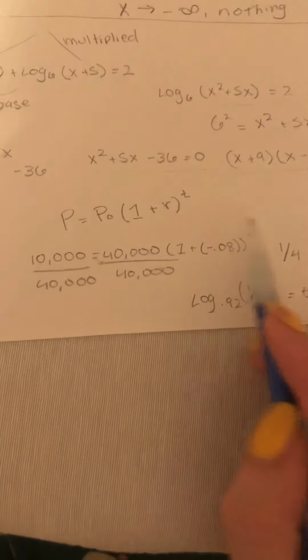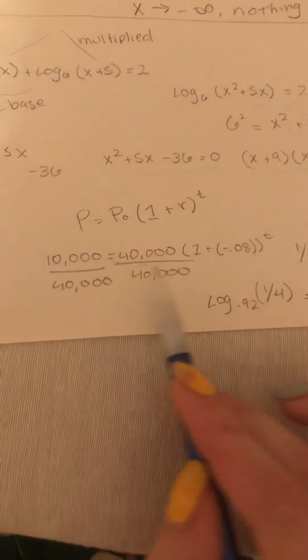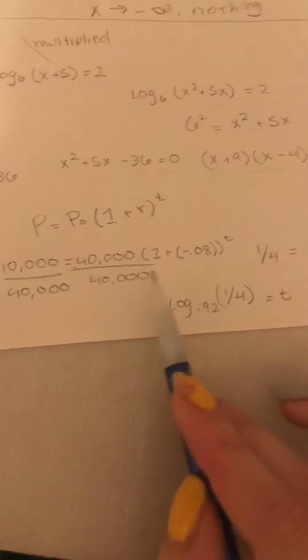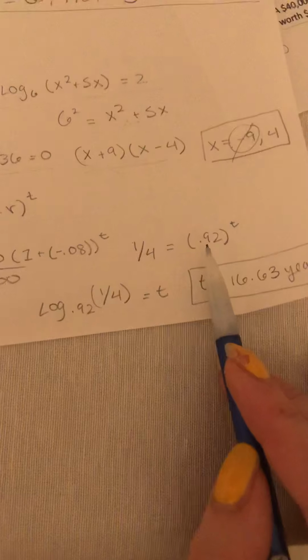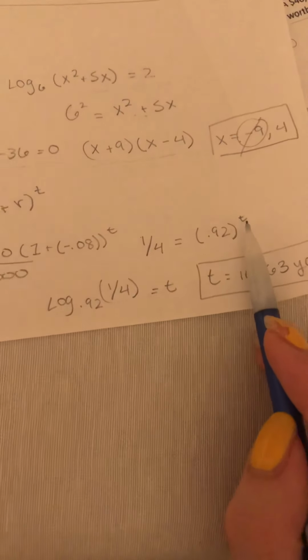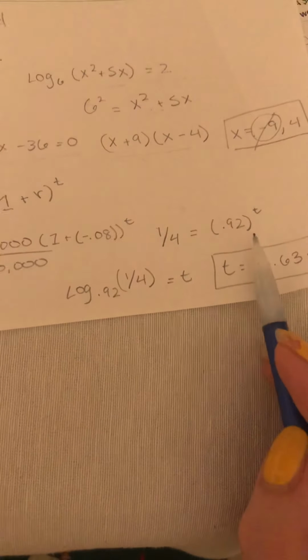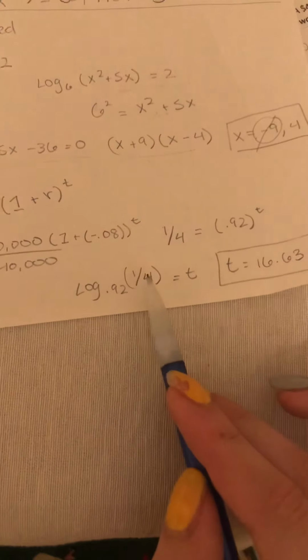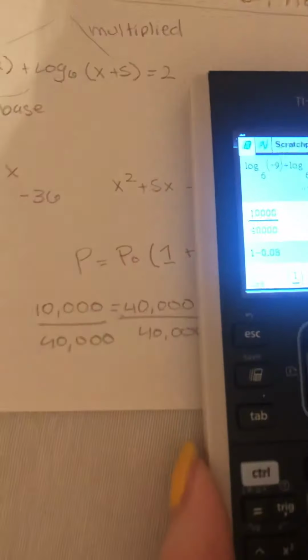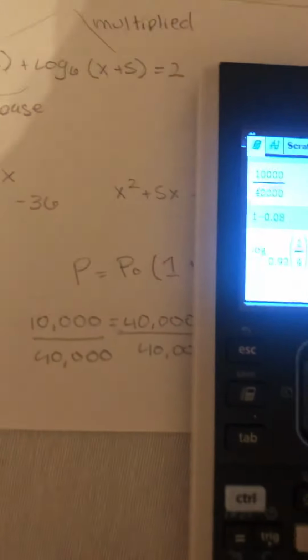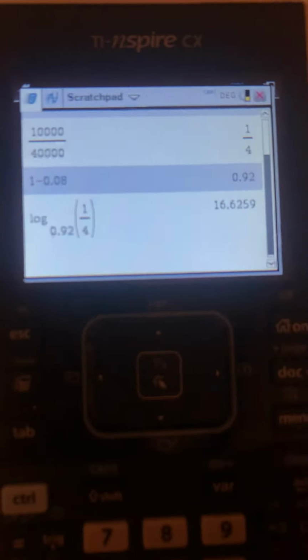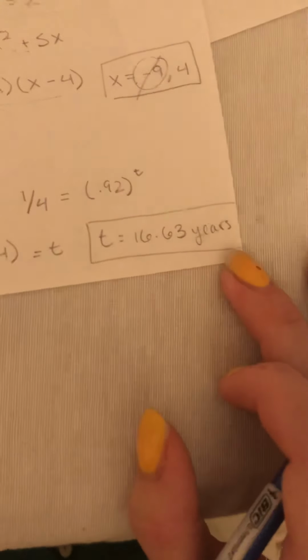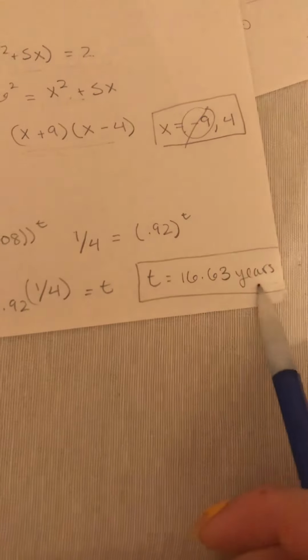And we want to start by getting this exponential on its own. And so we're going to divide by 40,000 on both sides. And you're going to get 1/4 equals 0.92 to the T. And so now you can change this to a logarithmic equation, and it's going to be log base 0.92 of 1/4 equals T. And if you plug that into your calculator, you're going to get 16.6259, and I rounded it to 16.63 years because we're talking about time.